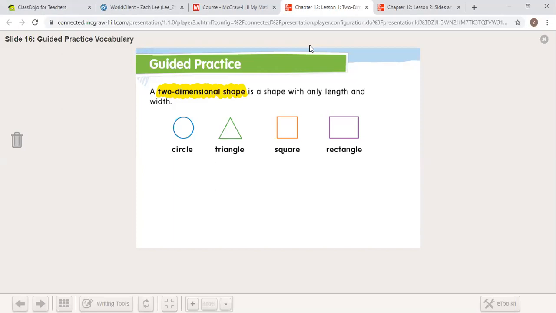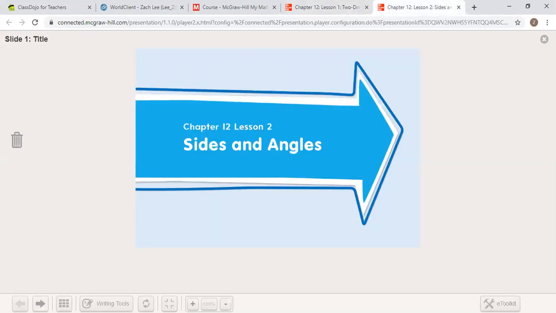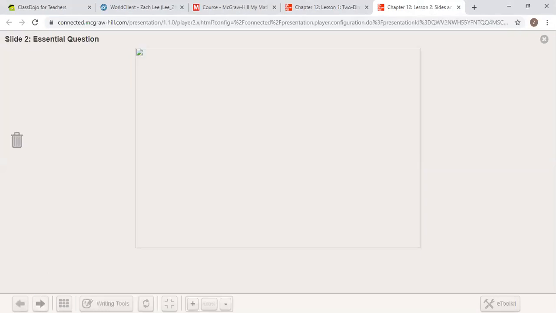A two-dimensional shape is a shape with only length and width. We have circles, triangles, squares, and rectangles. We also have pentagons, hexagons, parallelograms, and trapezoids. So now that we looked at those, let's go ahead and look at Lesson 2, Sides and Angles.